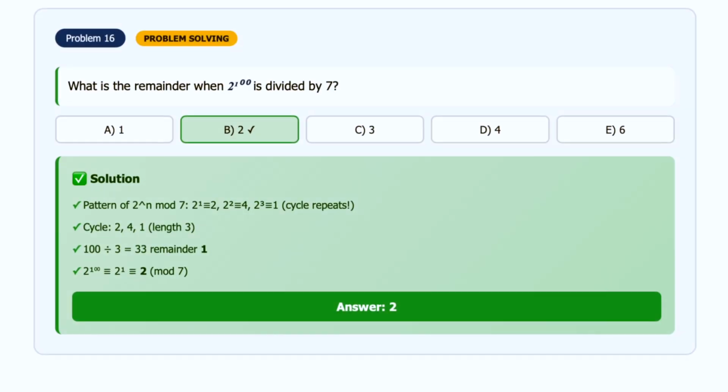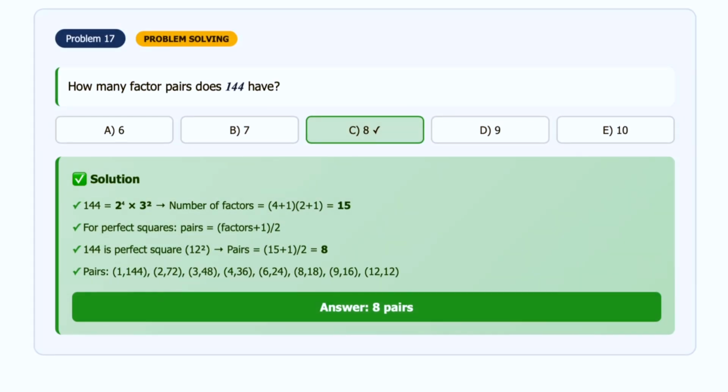Problem 16. What is the remainder when 2 to the 100th power is divided by 7? Find the pattern of 2 to the n mod 7. 2 to the first is 2. 2 squared is 4. 2 cubed is 8, which is 1 mod 7. Then 2 to the fourth is 2 again. The cycle repeats. The cycle is 2, 4, 1, with length 3. Divide 100 by 3. That's 33 remainder 1. So 2 to the 100th is congruent to 2 to the first, which is 2 mod 7. The answer is B.